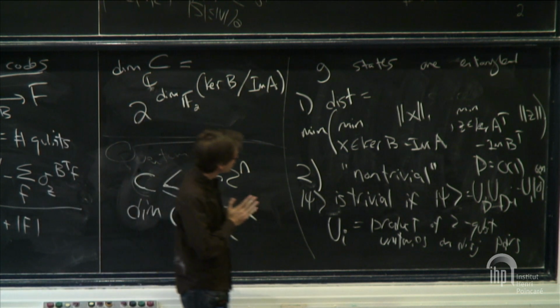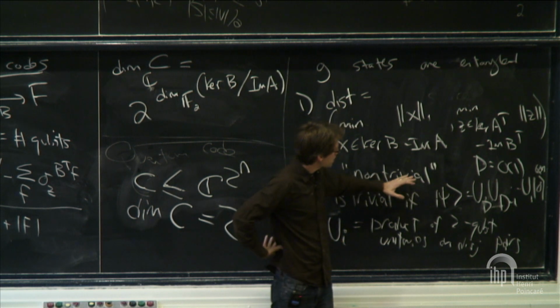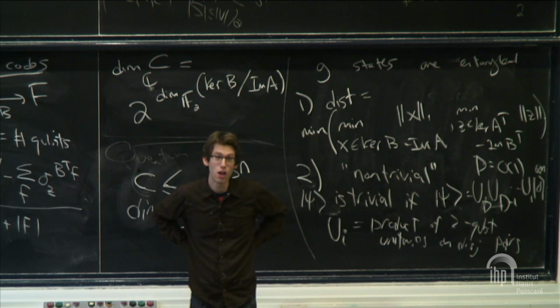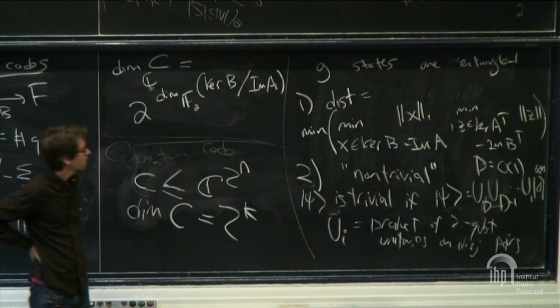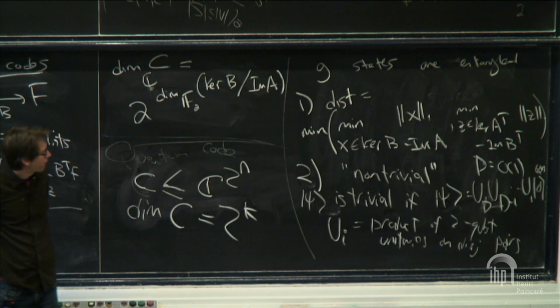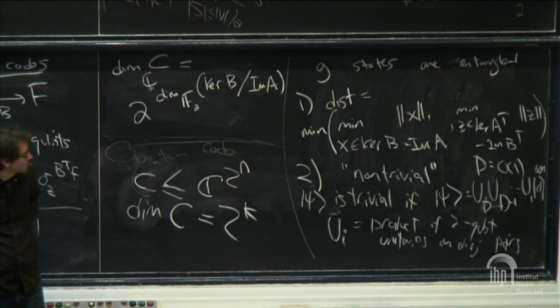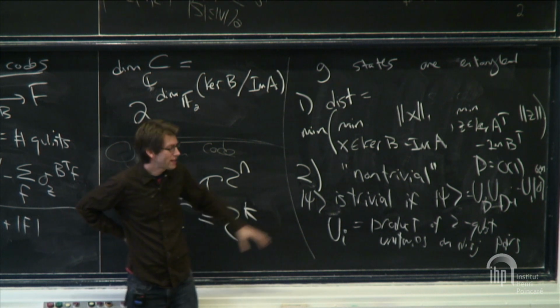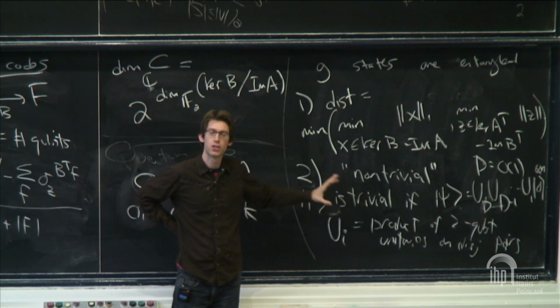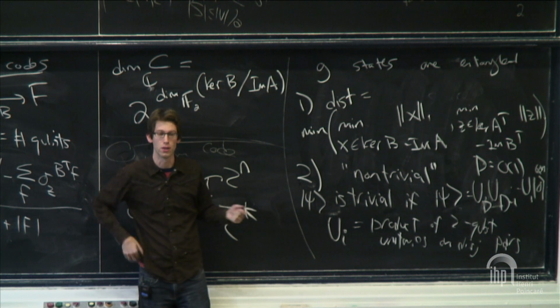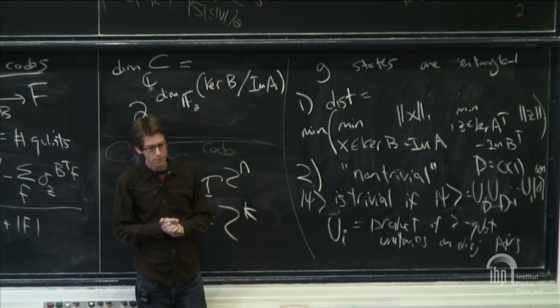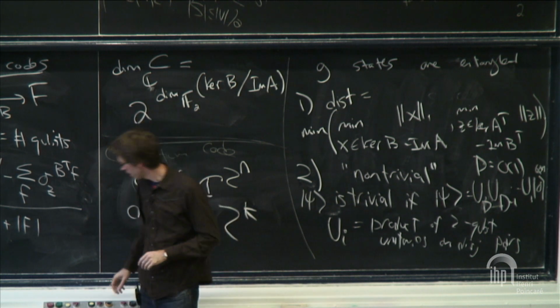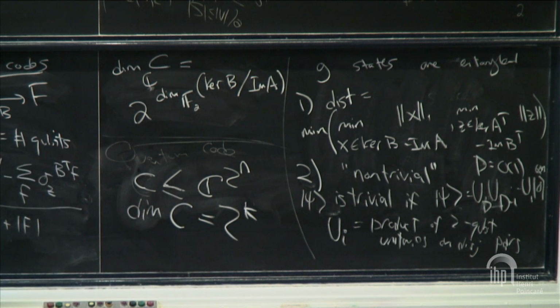So what does our work show? We have a few results, and I'm not going to write it down, I'll just say it. The first thing we do is we give a criterion to show that a state is non-trivial. The criterion, I won't write it down, but I'll draw it.